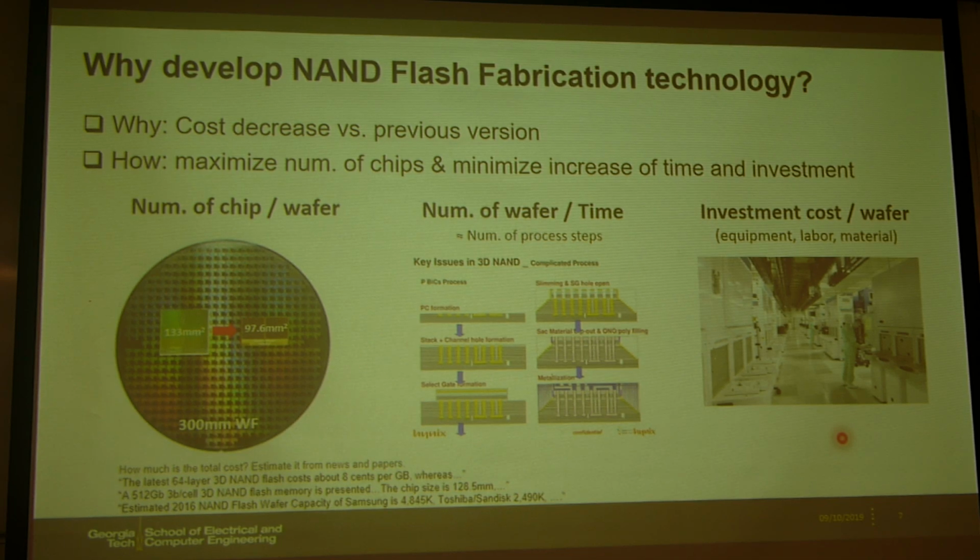Okay, before I explain the NAND Flash fabrication technology, I think it is better to know why we developed NAND Flash fabrication technology. What is the main purpose of a company? Why do they work? To make money. Yeah, to make profit as much as possible, right?